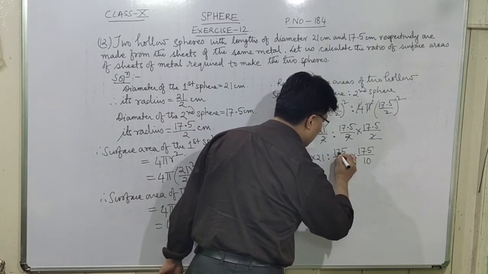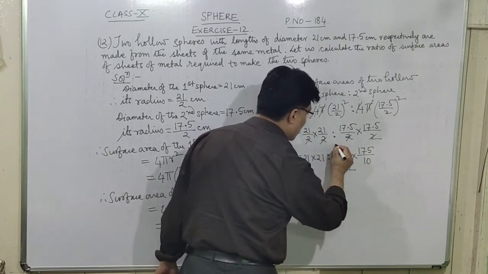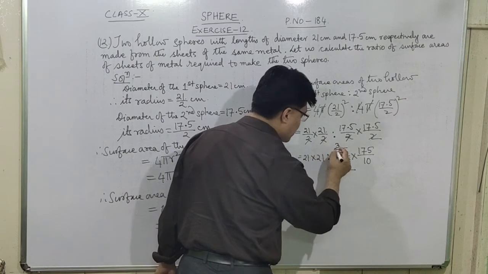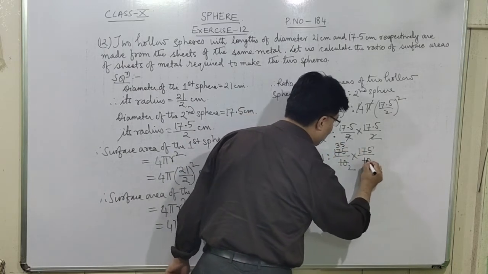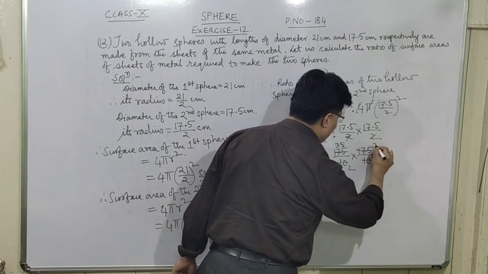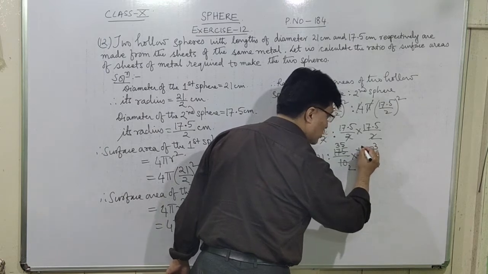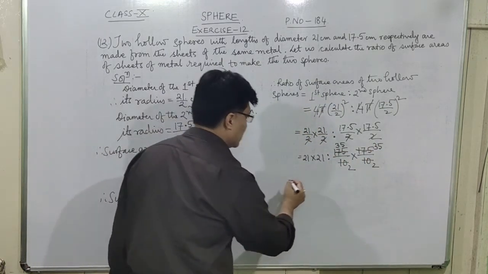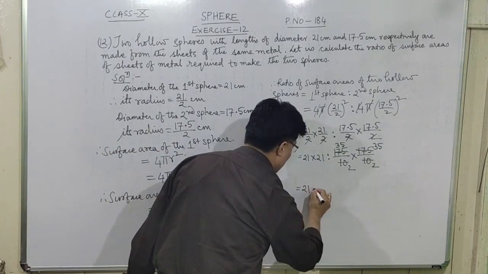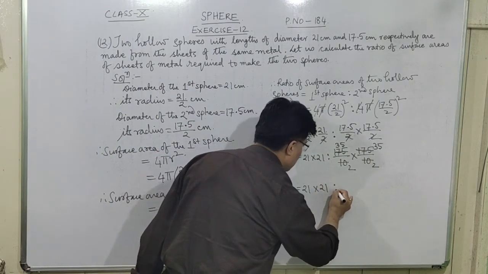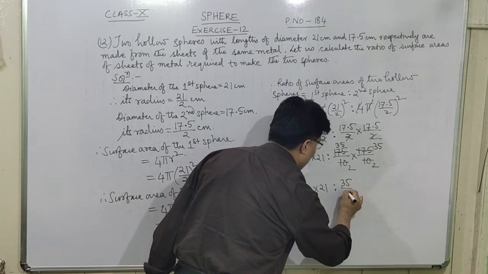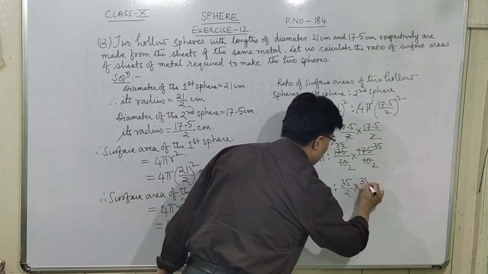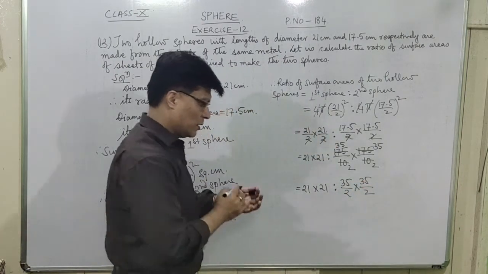5 2s are 10, 5 3s are 15, 5 5s are 25. Here also 5 2s are 10, 5 3s are 15, 5 5s are 25, right? So this is equal to 21 into 21 is to 35 by 2 into 35 by 2.